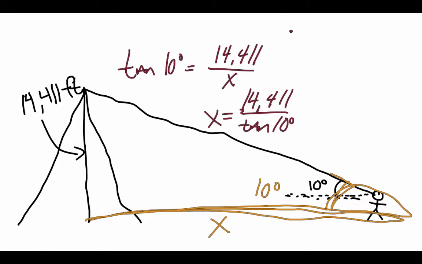So give me just a second. I don't have my fancy calculator, so I'll try to do this on my iPhone. I say 10, and then I do tangent. That's the tangent of 10. I take the reciprocal of that. No, not yet. I divide that by 14,411. And now I take the reciprocal of that. So I got about 81,729 feet.